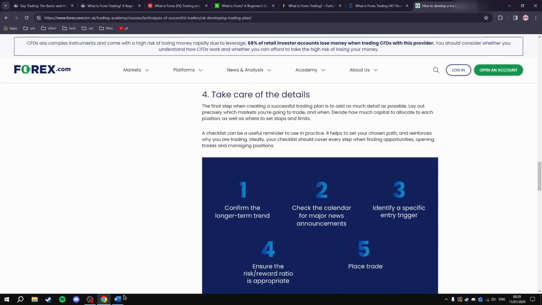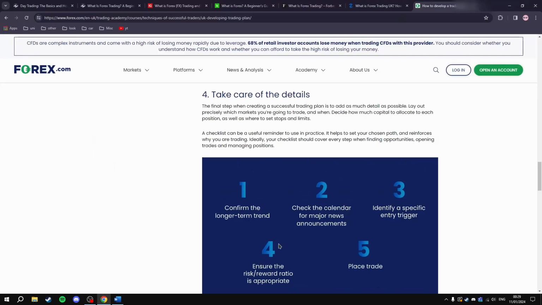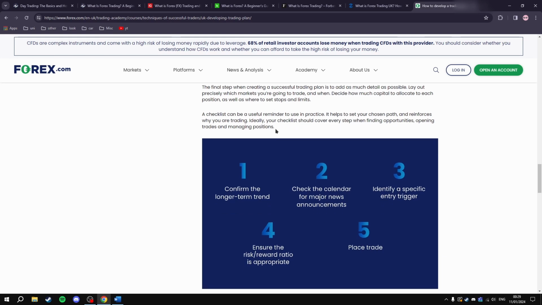4. Take care of the details. The final step when creating a successful trading plan is to add as much detail as possible. Lay out precisely which markets you're going to trade and when. Decide how much capital to allocate each position, as well as where to set stops and limits.